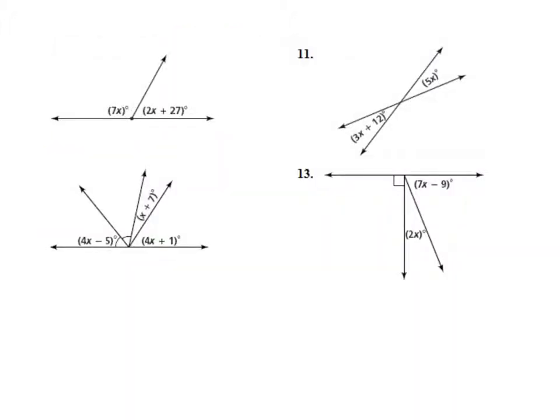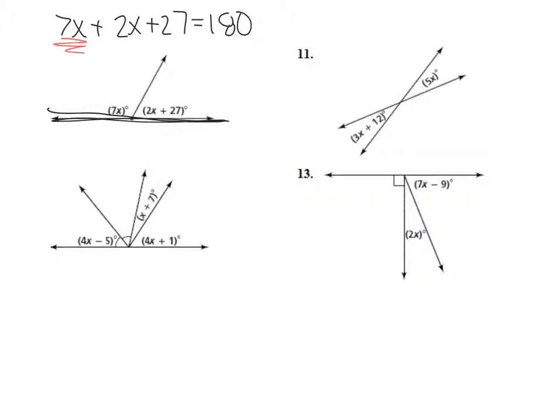For these types of problems, what we're going to do is solve for x by setting up an equation that shows the relationship between the angles. So right here, this is 180 degrees. So I know that 7x plus 2x plus 27 has to equal 180, because this angle plus this angle adds up to 180. So then I would go through and finish off and solve for x.